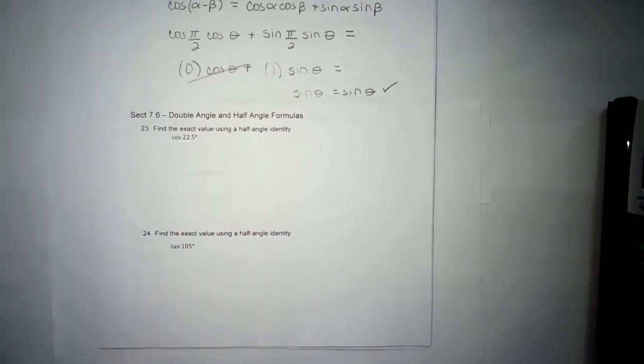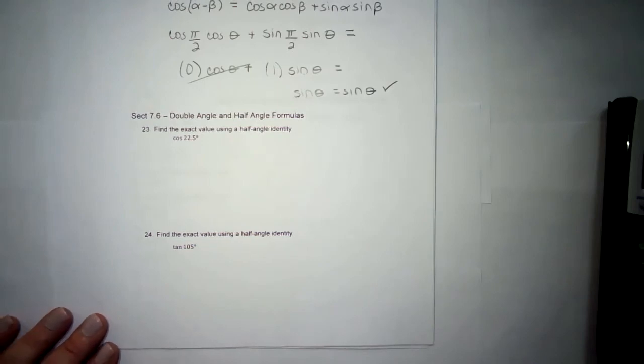All right, okay, now we've got 7, 6. These are the double angle and the half angle formulas. We actually don't have any double angles on the test. We only have half angles, and so that's what I wrote on the board for you to use. All right, so there's 2 things we need to do before we start.